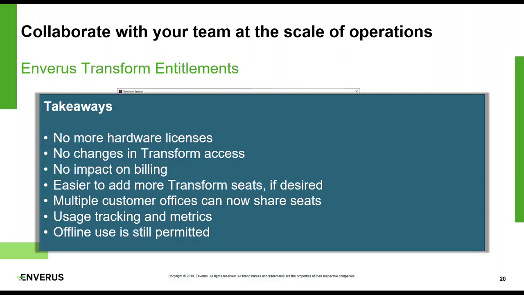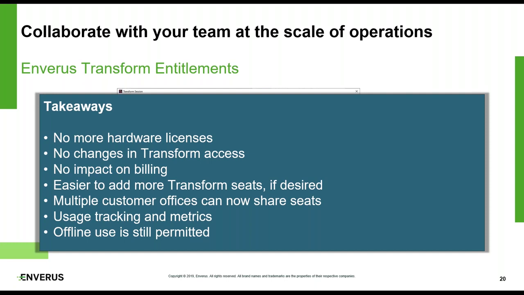You no longer have to configure a license server. You no longer have to contact support and get emailed a physical or a file-based license based on your hardware. You no longer have to have a dongle if that's something that your organization uses. All of that is handled now on the Enverus cloud entitlement system.